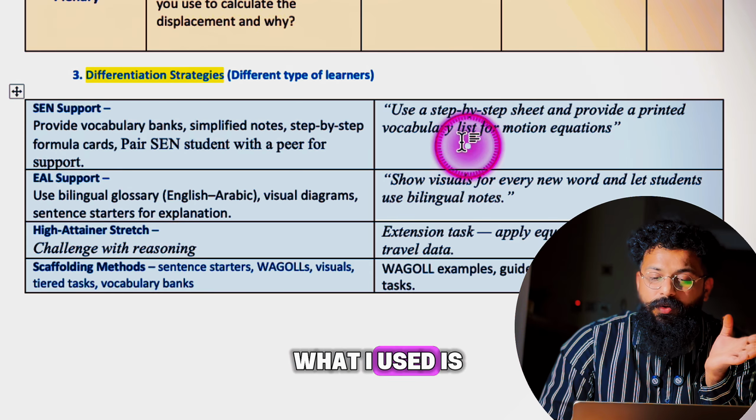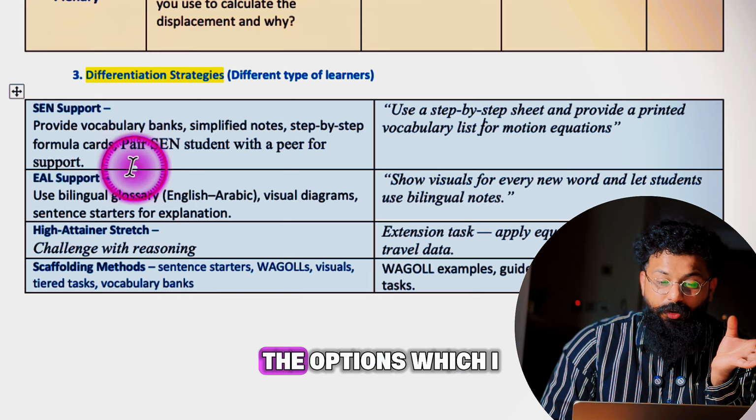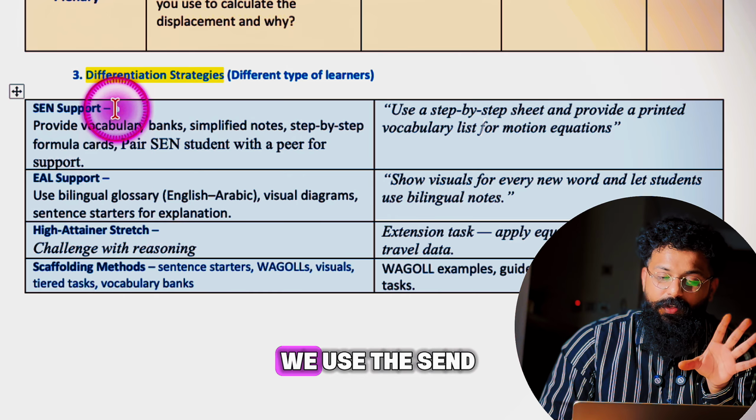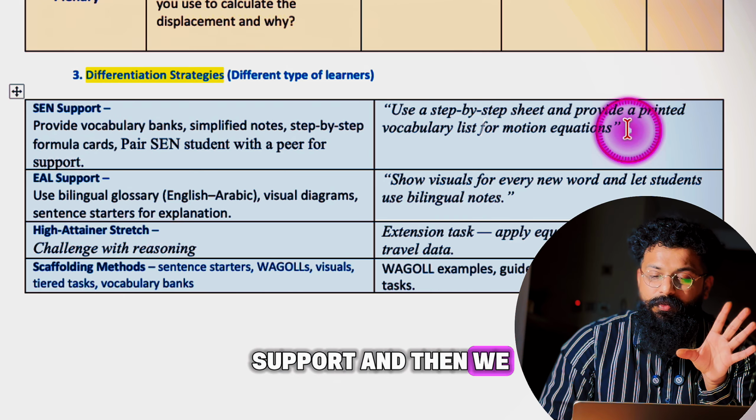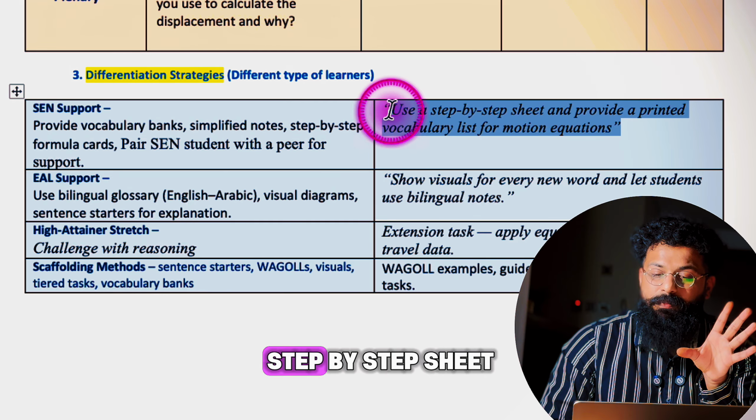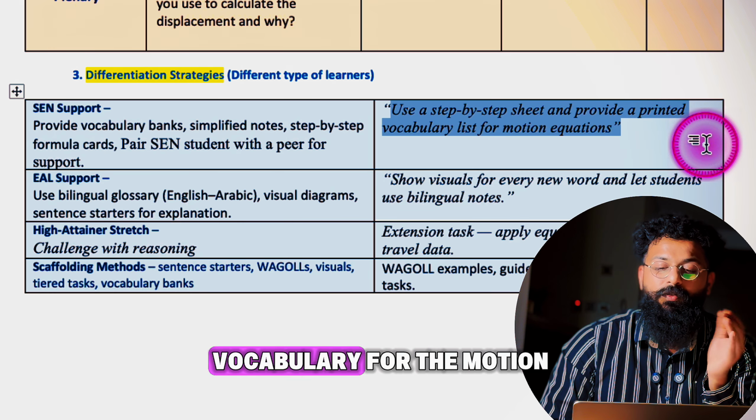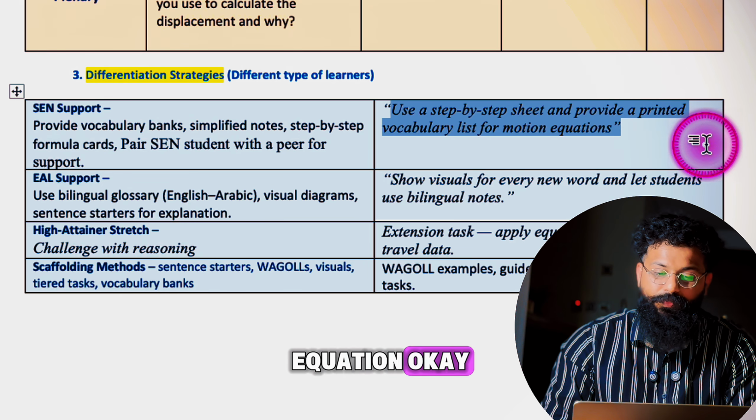What I used is this one. So these are the options which I have written for you. Otherwise, we use the SEN support and then we write which one I'm using. So I'm using a step-by-step sheet which provides a printed vocabulary for the motion equation, okay?